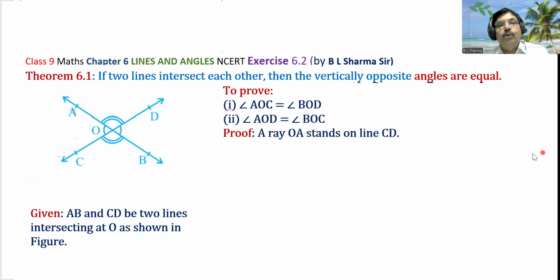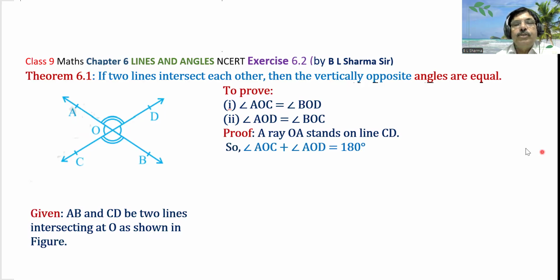We know that ray OA stands on line CD. This ray OA stands on this line CD. Then by the linear pair axiom, the sum of the two adjacent angles thus formed will be 180 degrees. So angle AOC plus angle AOD, their sum will be 180 degrees. On the right hand side we write the reason. Why did this happen? Because they are forming a linear pair, and by linear pair axiom. Similarly, this ray OD stands on the line AB.